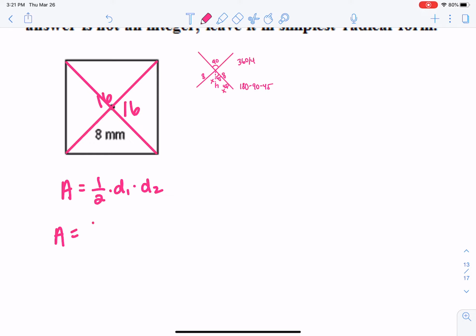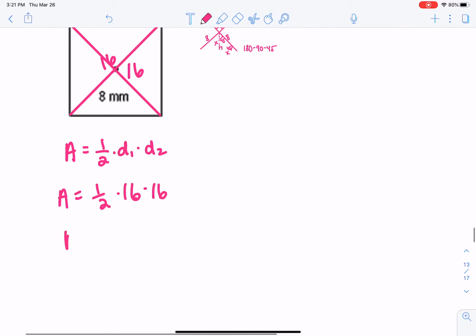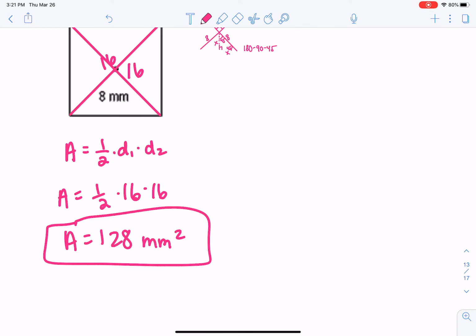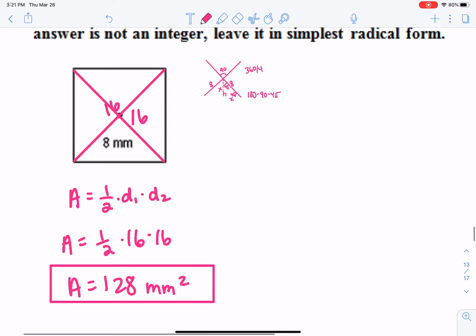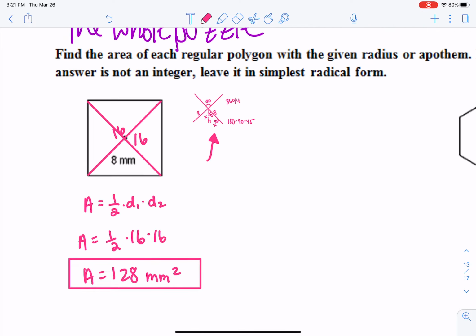So if you want a quick shortcut on a square, you can just do it like this. It doesn't work for all polygons, but I thought I would show you that shortcut, and the area is 128 millimeters squared. Much quicker than starting all of that. We will have to do that most of the time, but when you see a square, make it easier on yourself. So I just want to show you that shortcut.